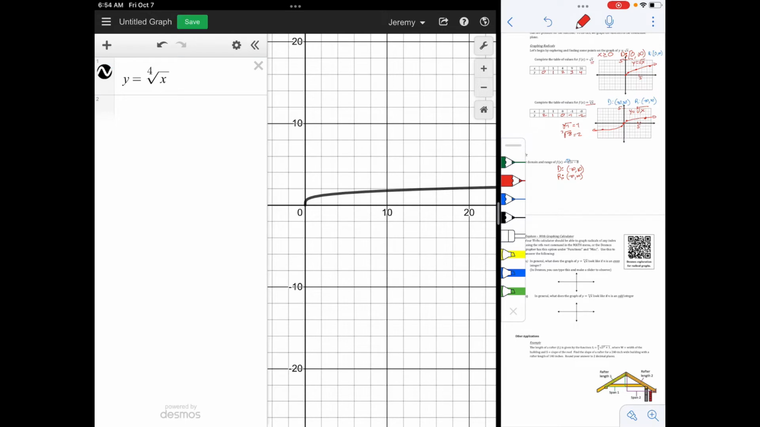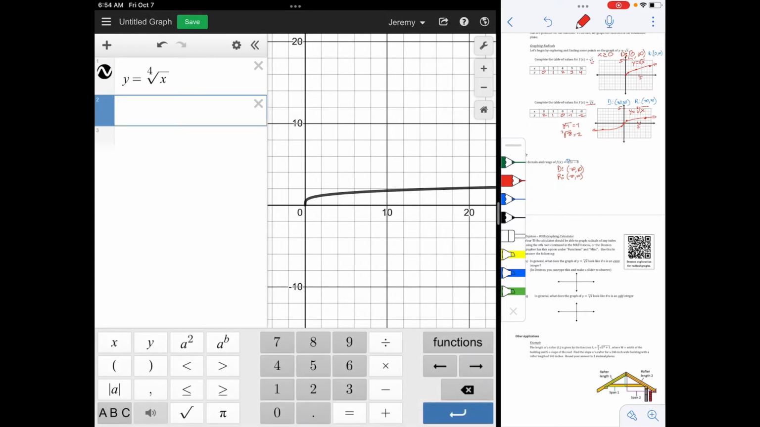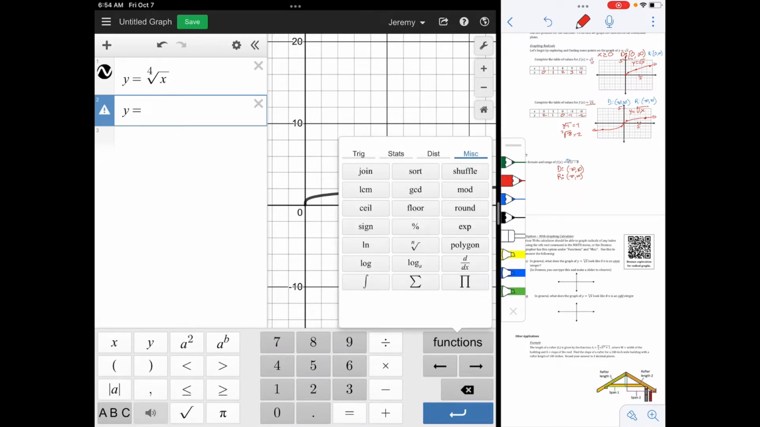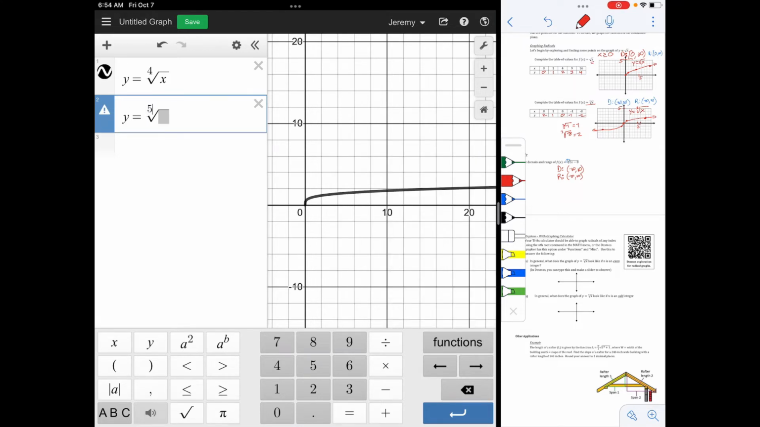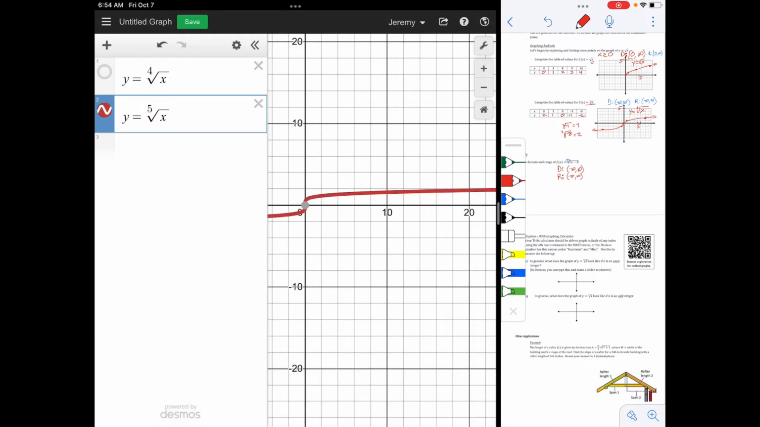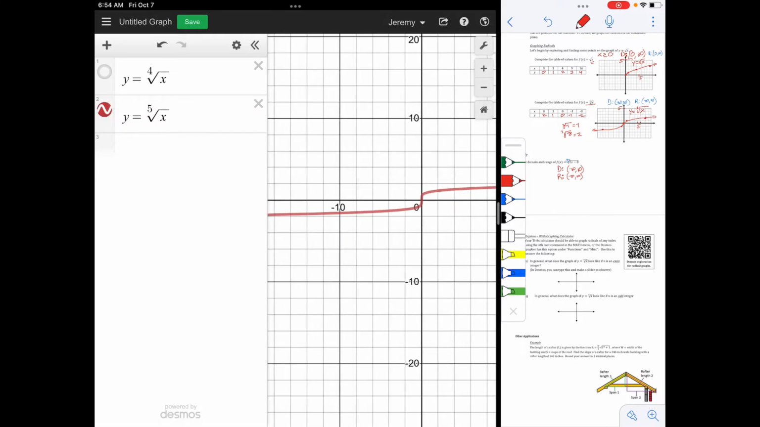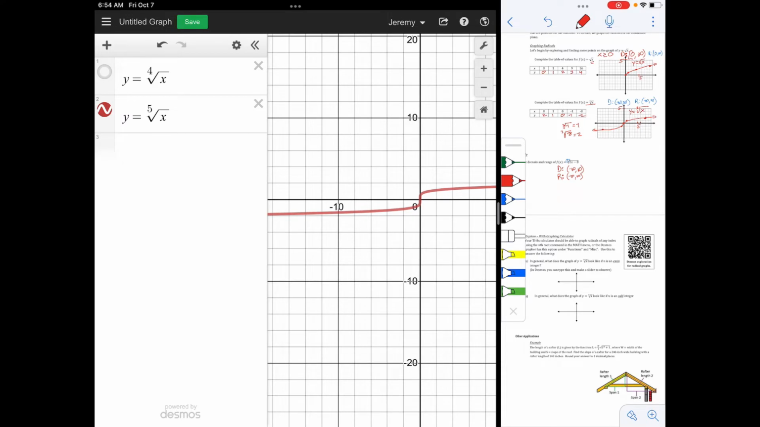There's the fourth root of x. All right, and we could type y equals the fifth root of x. The fifth root of x. And there it is. I'll turn off the other, so there's the fifth root of x. It looks a lot like the third root.